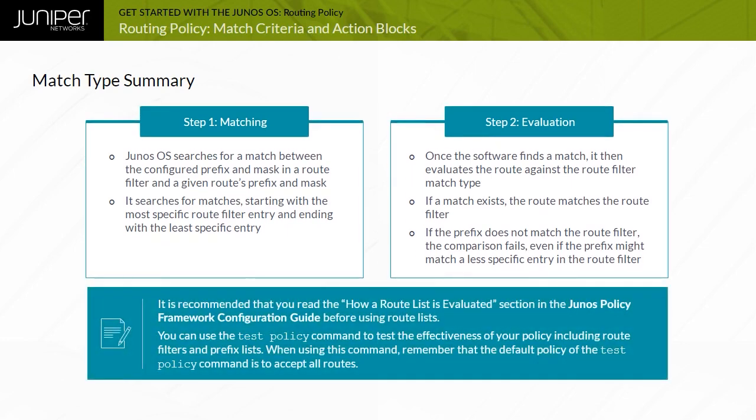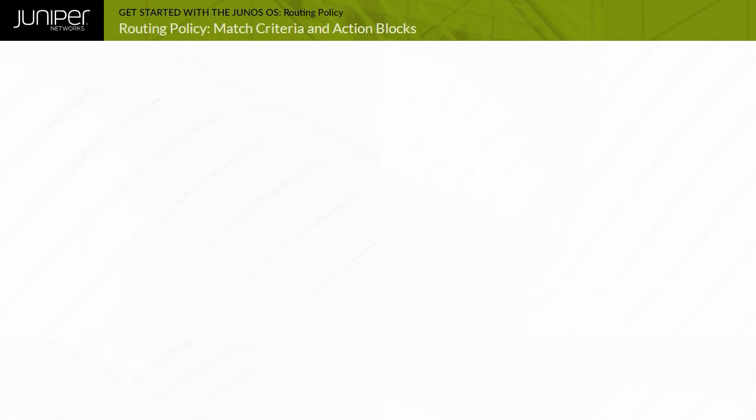Note that it is recommended that you read the How a Route List is Evaluated section in the Junos Policy Framework Configuration Guide before using route lists. Also, you can use the test policy command to test the effectiveness of your policy, including route filters and prefix lists. When using this command, remember that the default policy of the test policy command is to accept all routes.